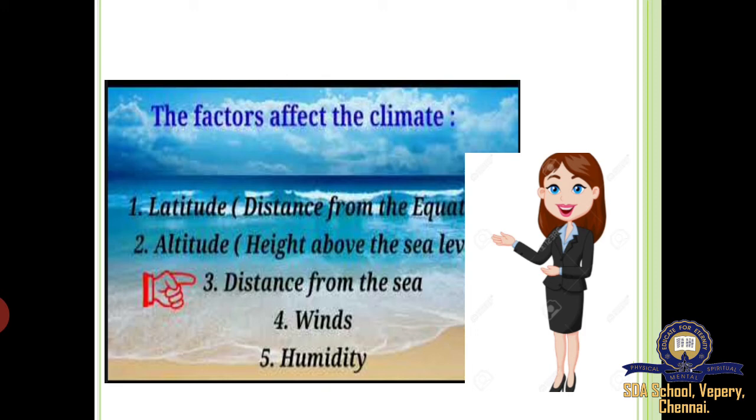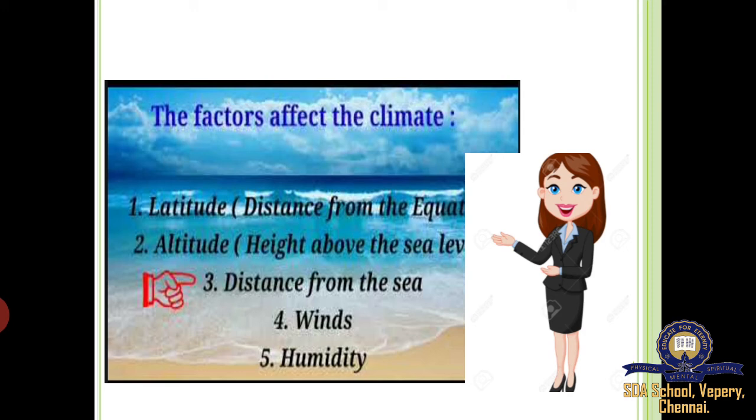And the third one is distance from the sea. Because water heats and cools more slowly than land, the sea has an effect in both summer and winter. In summer, places far away from the sea are hot because the land heats up very quickly. Places by the sea remain cooler as water takes a long time to heat, right? Places near the sea also have more humidity. This means that they have a lot of water vapor in the air.